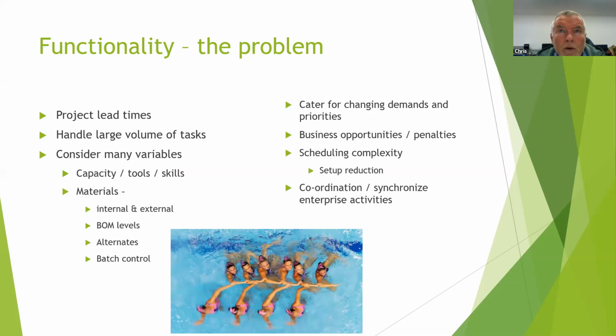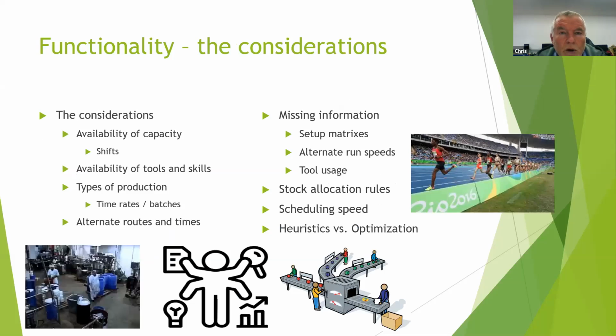And then finally, when we've got the schedule created, we want to tell people what to do, and we want to tell them in the order in which they must do it. So we not only want to coordinate the department, but we want to synchronize the activities with all the other activities so that we get the best throughput out of the factory. All right, so what do we need to consider?